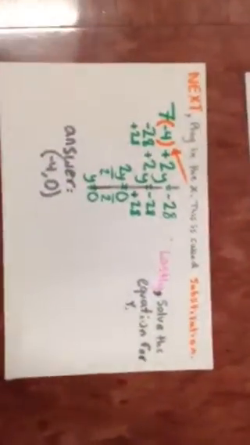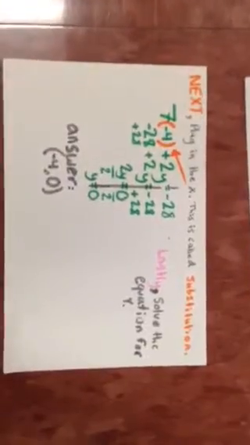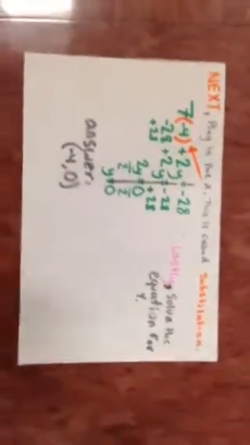It's called substitution, when you plug in the x in place of where it was. So then when you plug it in, you just have to solve the rest of it, and you get the answer y, which is 0. So the answer is 4, 0.